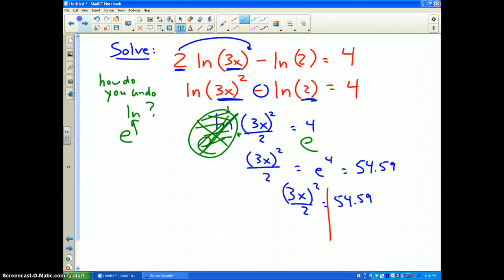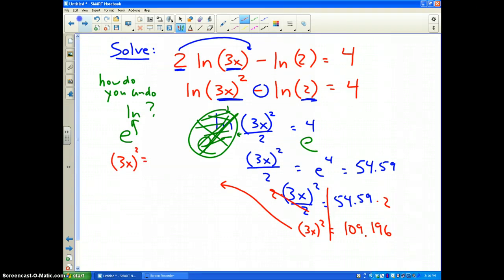Draw my balance scale. The first thing I do is times by 2, and I get 3x squared equals 109.196 if I times both sides by 2, so that they cancel out. All right, now I need some more room. I'm going to go over here. So I have 3x, both in parentheses, squared equals 109.196.